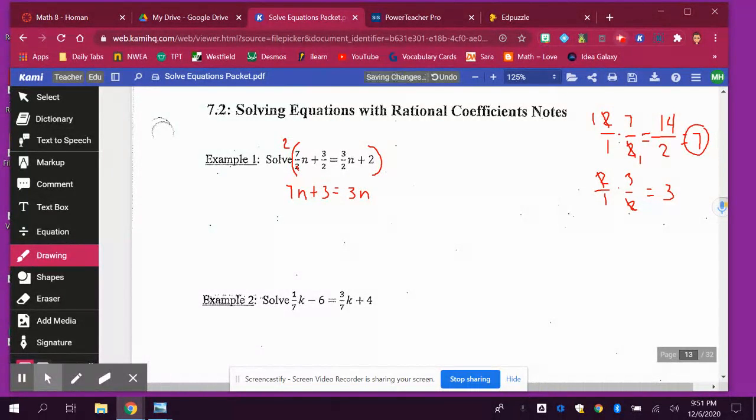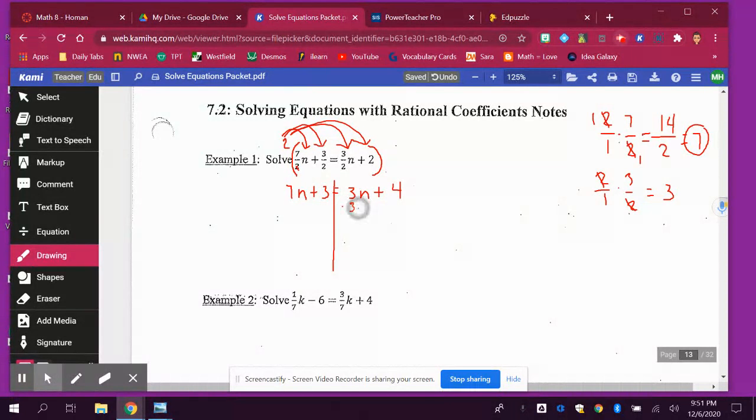And don't forget, even though this 2 right here at the end is a constant term, I still need to multiply this 2 times that constant term to make it equivalent or equal. So I'm multiplying this 2 times all of these terms in here. So now I have an equivalent equation, and now I can solve like normal.